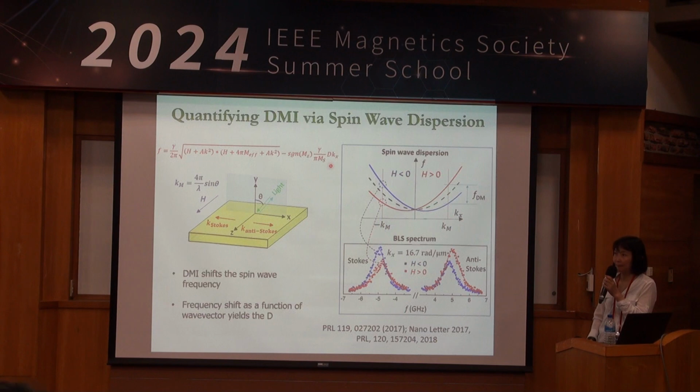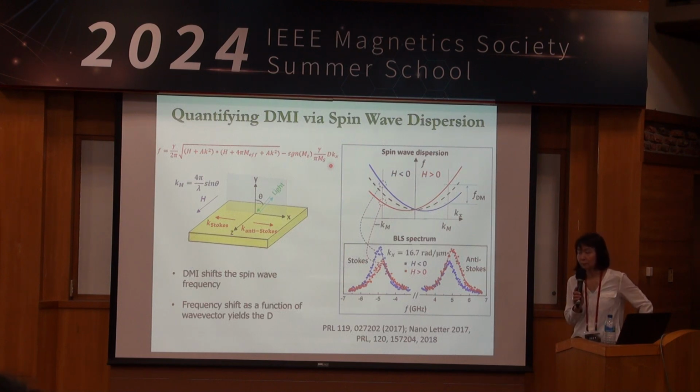Oh, I see. Thank you. Yes. Yeah. The other method of estimating the value of DMI is from the spin spiral. Mm-hmm.